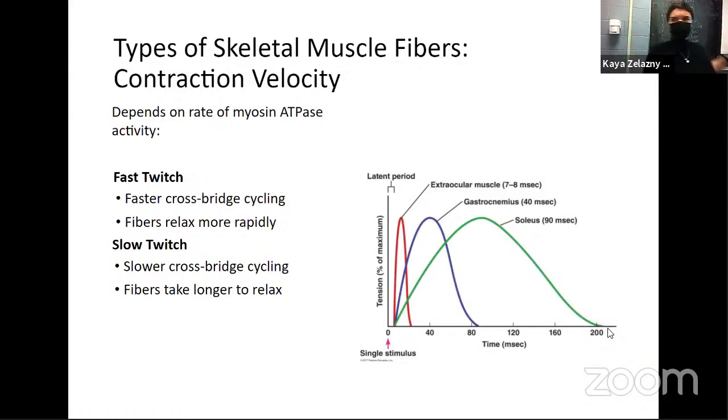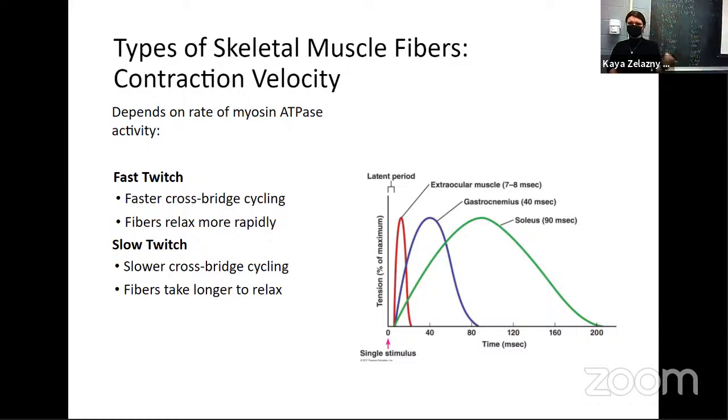So in technical terms, we say that the contraction velocity depends on the rate of myosin ATPase activity. So how fast we can contract those sarcomeres depends on how effective that myosin ATPase, that enzyme, is at breaking down ATP. So in a fast twitch fiber, we're going to have faster cross-bridge cycling because we're going to have faster, more effective myosin ATPase. This also means that these fibers will relax more rapidly.